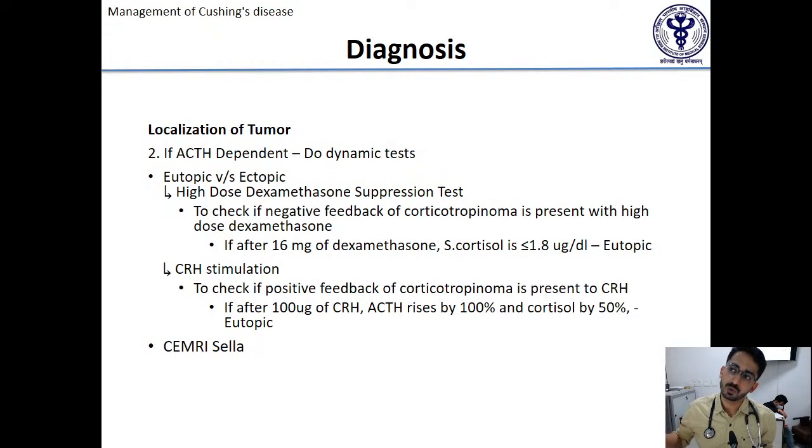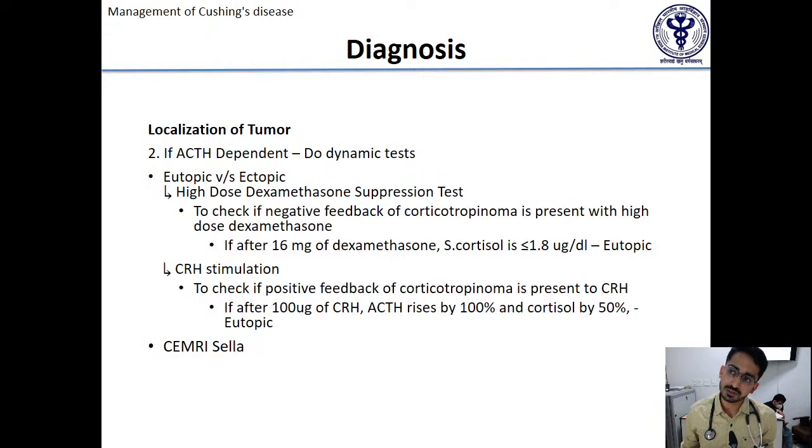These tests are done to prove whether the ACTH is from a eutopic source, the pituitary, or from an ectopic source, like a neuroendocrine tumor. So we utilize the negative feedback path. That is, we do a high dose dexamethasone suppression. We give a higher dose of dexa, and we see if after 48 hours the cortisol values are suppressed or not. If it is, then it points towards a eutopic source.